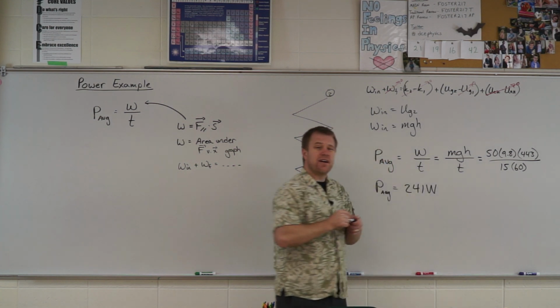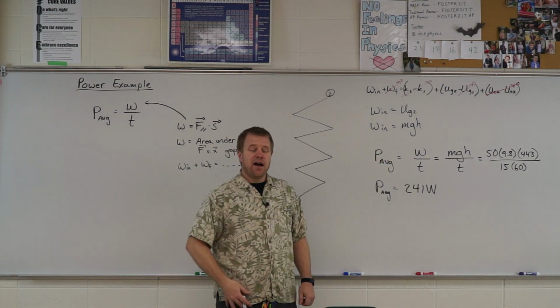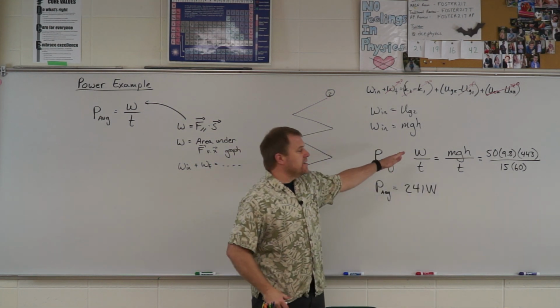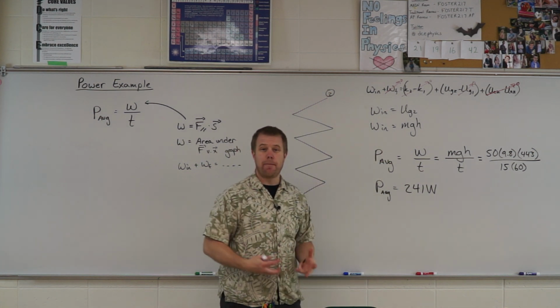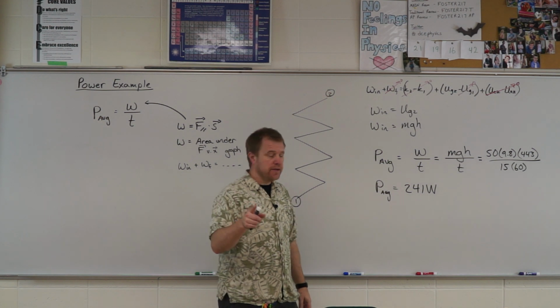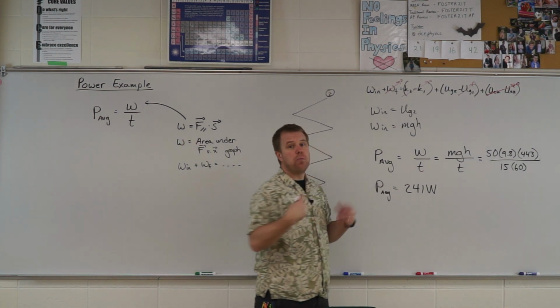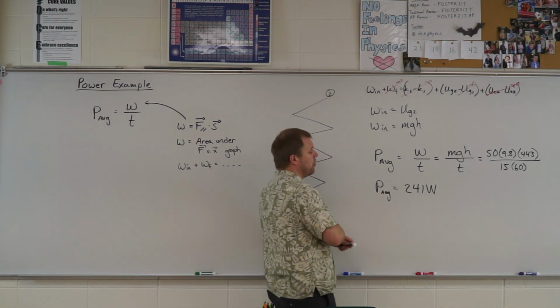Now, if you remember our climbing Rib Mountain example, remember this is just her output. This isn't necessarily the rate at which her body is burning energy. So keep that in mind. This is her output work and output power.